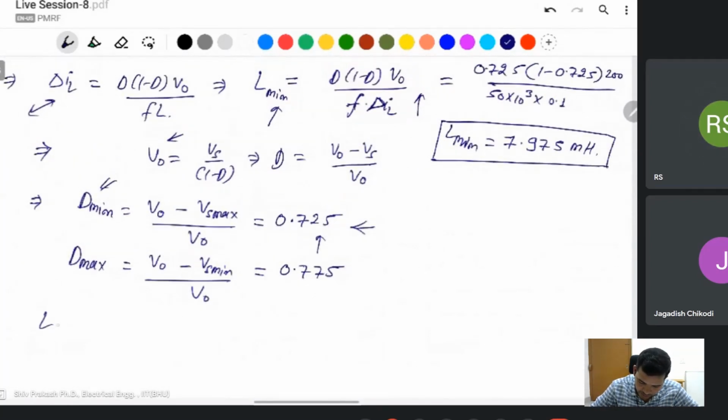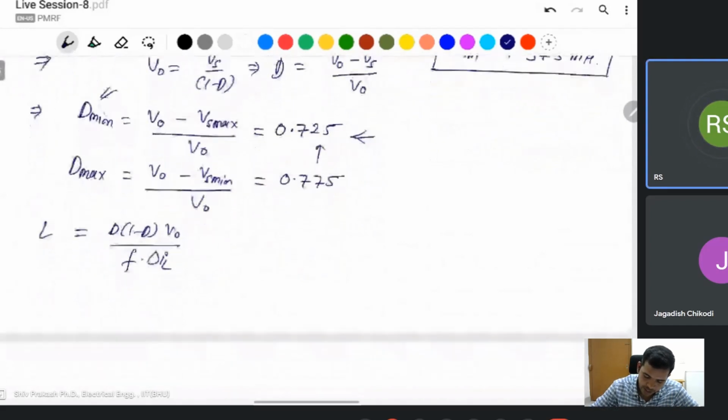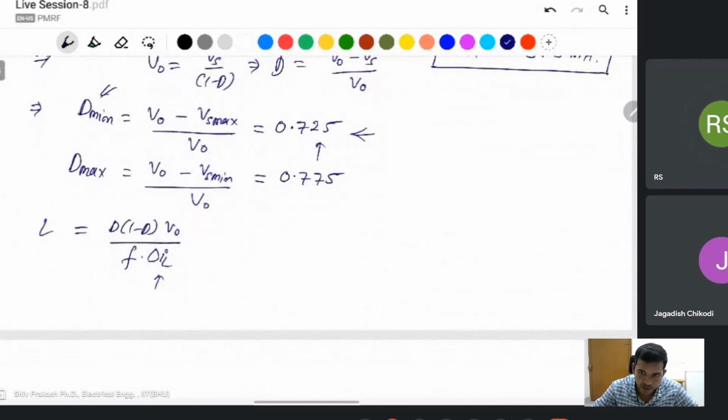Then L is equal to D into 1 minus D V naught divided by F into delta IL. Yes, sir. Here V output is constant because of the given 0.1, 10% of output current, and frequency is also constant.